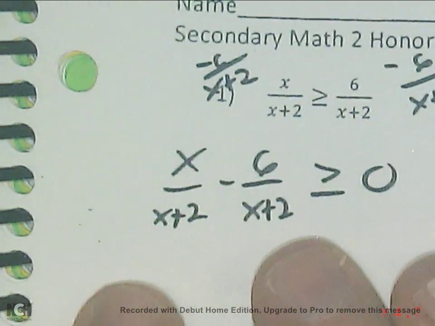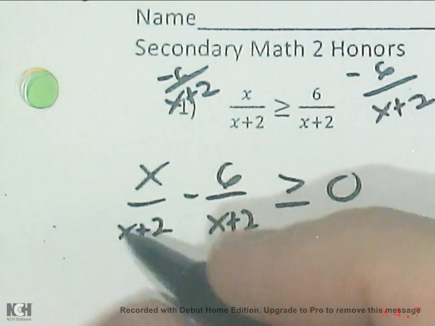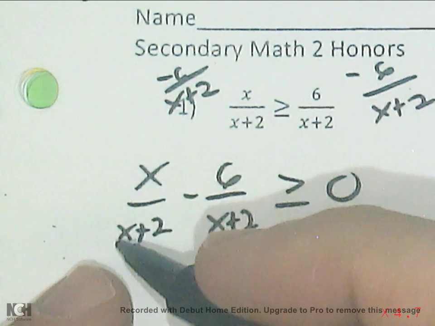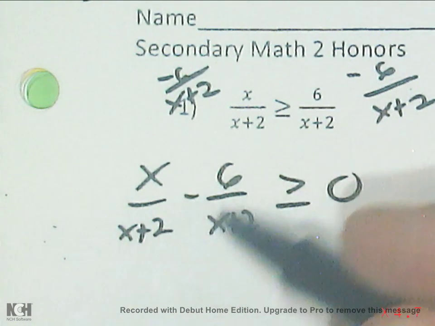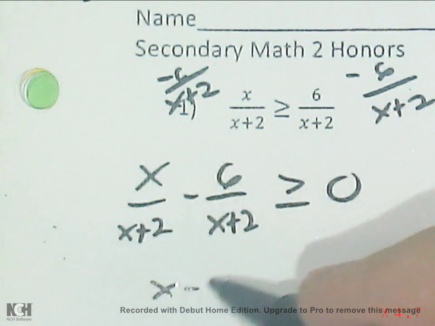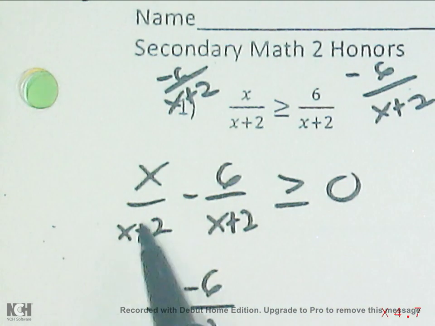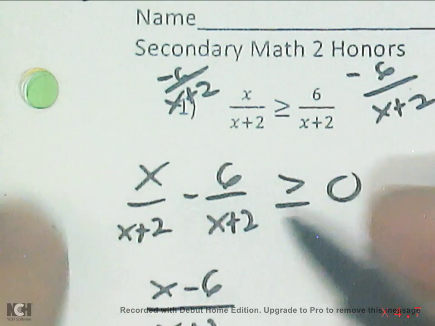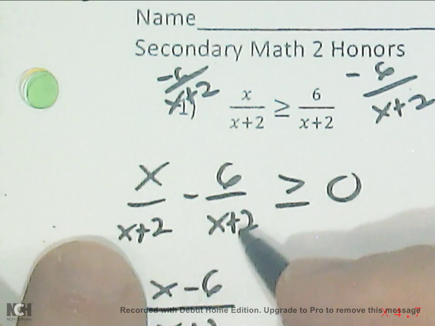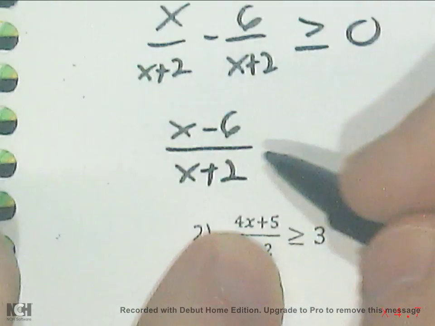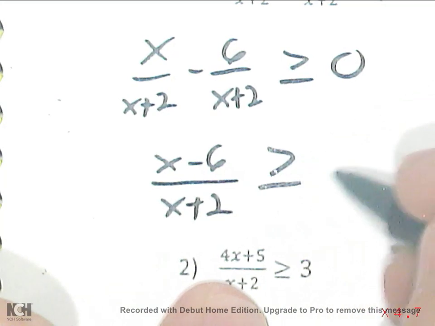These already have the same denominator, so I'm going to combine them. When I combine them, I don't do anything with the denominators. X plus 2 stays in the bottom. All I'm combining is the stuff on top, so it'll be x minus 6 over x plus 2. You never combine the denominators. They're always the same. If it's dividing by that, you leave it dividing by that when you combine them. You just combine the top numbers. It is greater than or equal to 0.